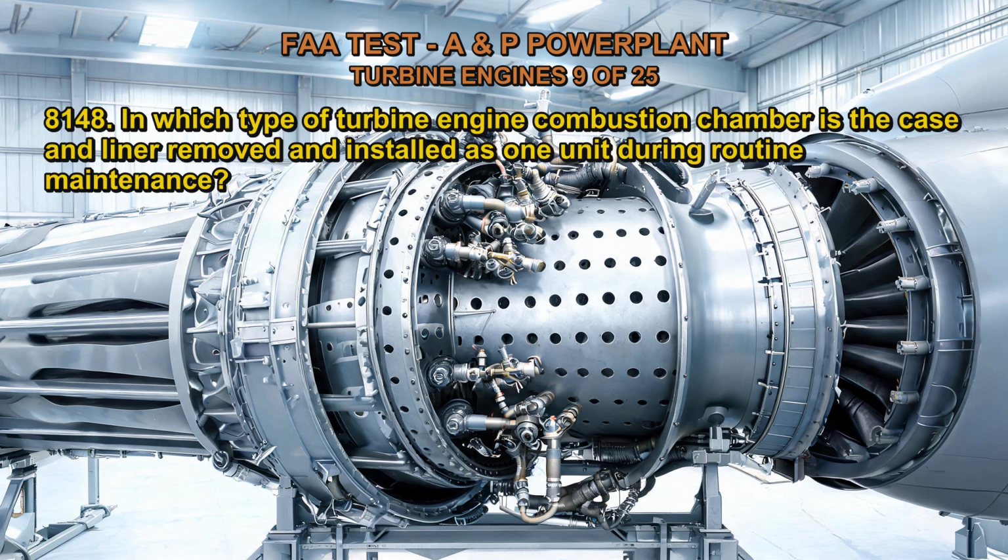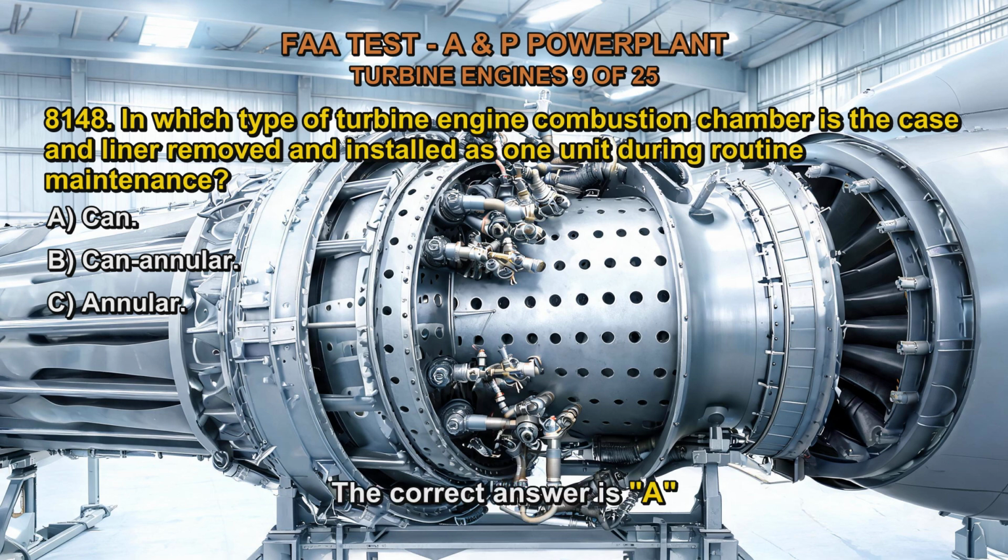8148. In which type of turbine engine combustion chamber is the case and liner removed and installed as one unit during routine maintenance? A. Can. B. Canannular. C. Annular. The correct answer is A.